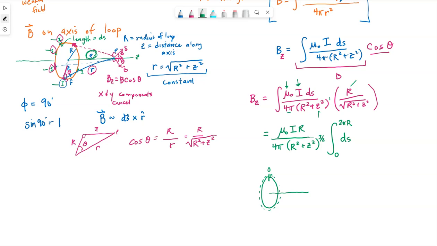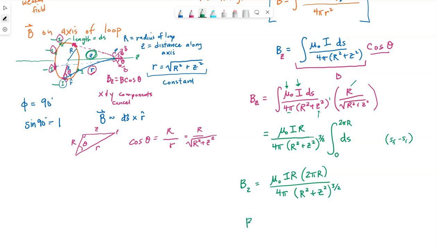So ds just represents a length. When we have integrated, you can think of it as an S final minus S initial. How far did I travel to end up closing the loop? So we end up with mu naught I r times 2 pi r over 4 pi times r squared plus z squared to the 3/2 power.